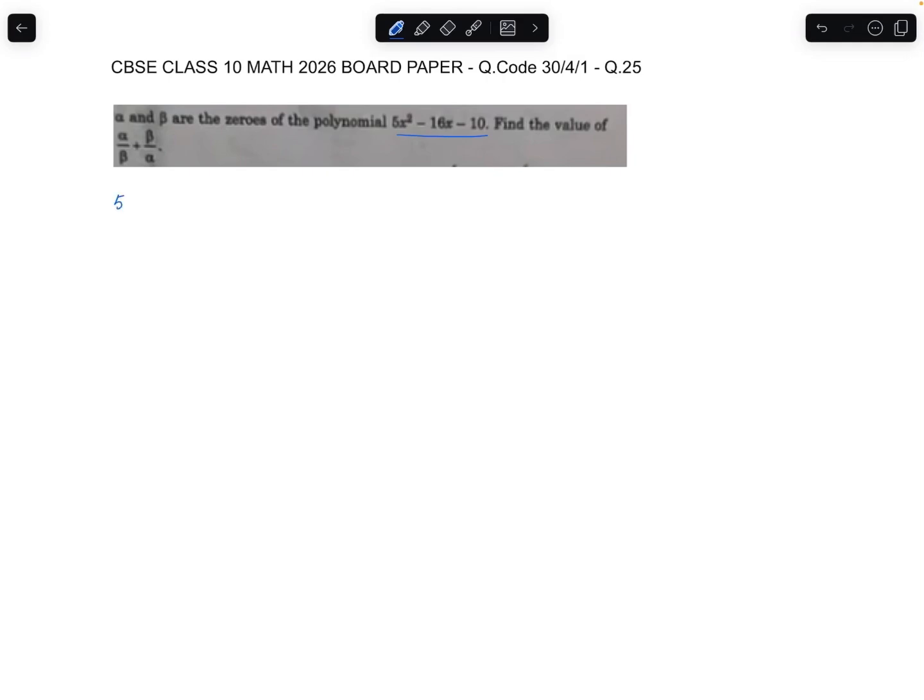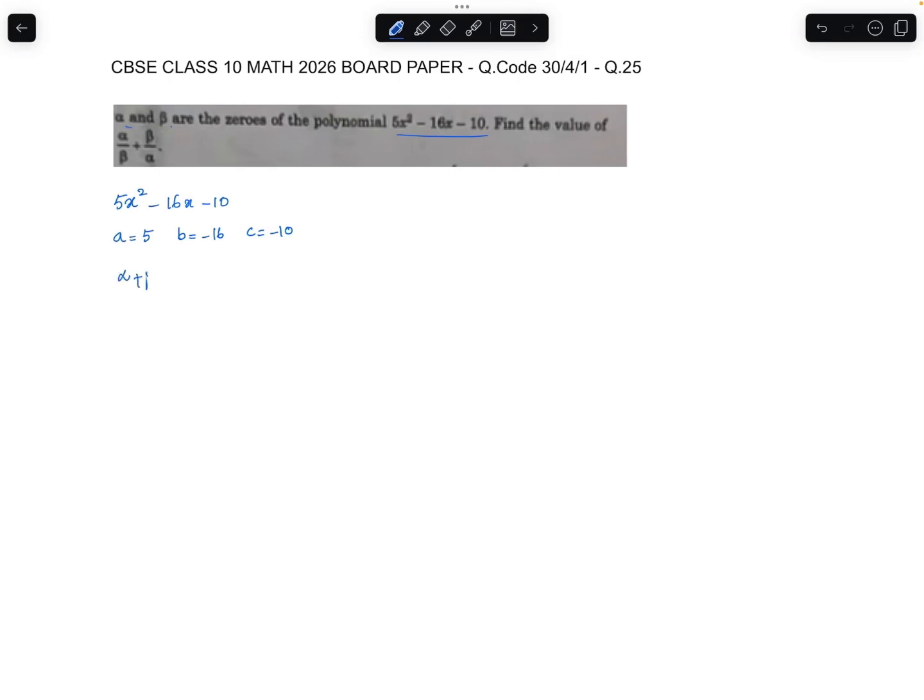The given polynomial is 5x square minus 16x minus 10. From here, let's get the values for a, b and c. A is 5, b is minus 16 and c is minus 10. Alpha beta are the roots.